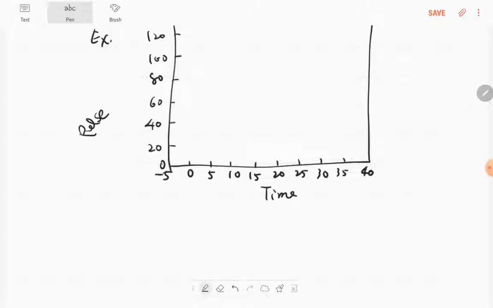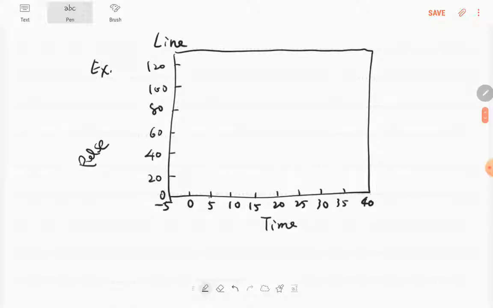So this 0 minutes means at this point the cigarette is lit. So this 5 means 5 minutes after a cigarette is lit. So if we want to know the pulse rate 15 minutes after a cigarette is lit, we only need to find the 15 minutes in our horizontal line.